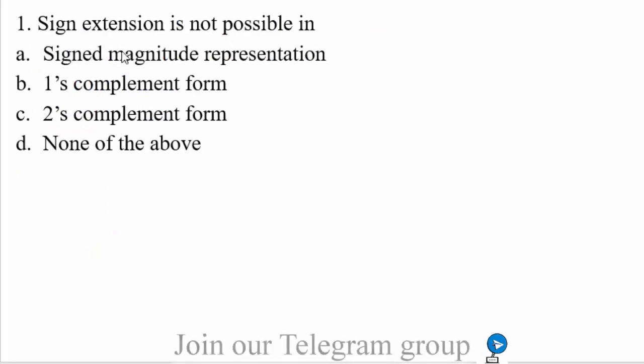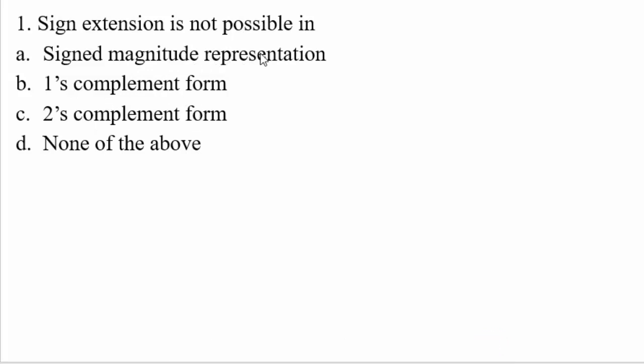Moving on to the first question, what they have given is: sign extension is not possible in the case of sign magnitude representation, 1's complement form, and 2's complement form. We know that sign extension is not possible in the case of sign magnitude representation. So let me consider my data to be 1100. The MSB bit is the one which is going to hold the sign of a number. Rest all the bits are going to hold the magnitude of a number.